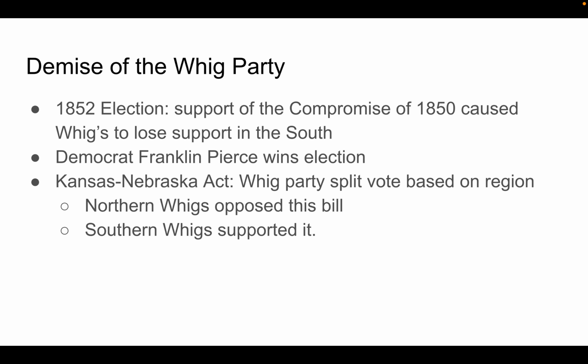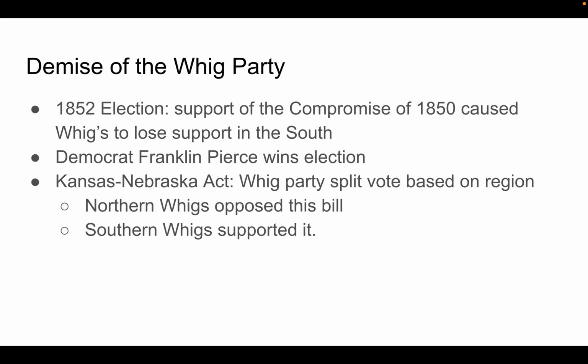All right, so again, in 1852, is where the demise of the Whig Party begins. In this 1852 election, the Whigs supported the Compromise of 1850, which upset many people in the South because it felt like they were limiting the expansion of slavery, even though it allowed for some expansion. And so the Whigs begin to lose some popularity in the South.